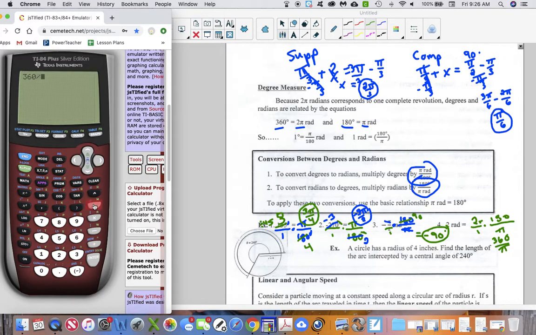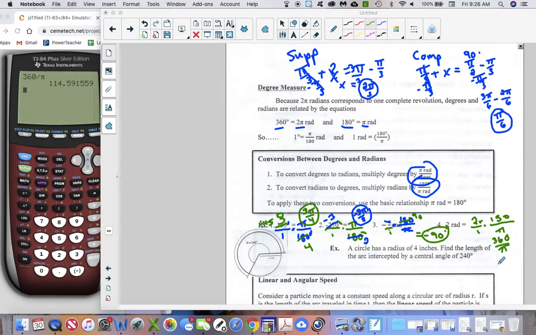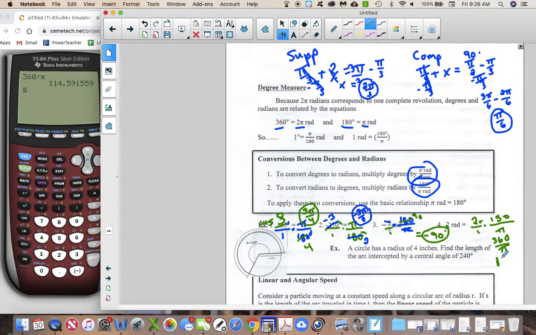360 divided by pi is that guy. And my answer is, this is equivalent to 114.6 degrees. 114.6 degrees is what 2 radians is, okay?